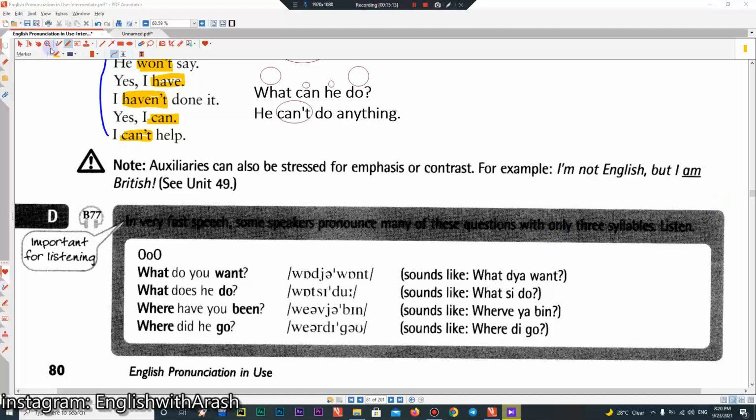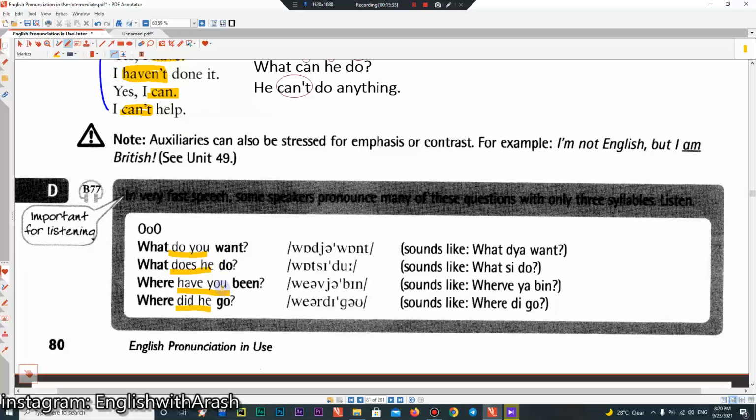Where'd he go means where did he go. So you see, they can get really short, these two parts that are not stressed. So you don't say "where have you", you can say "where've you". Where have you been? What does he do? It might differ, but basically you try to put them together and make it even faster.